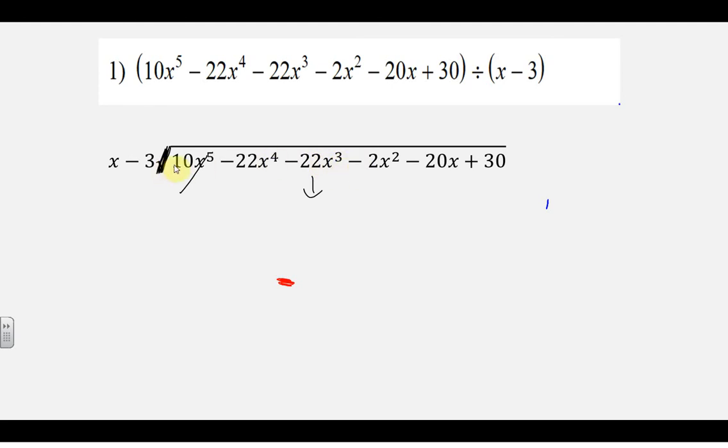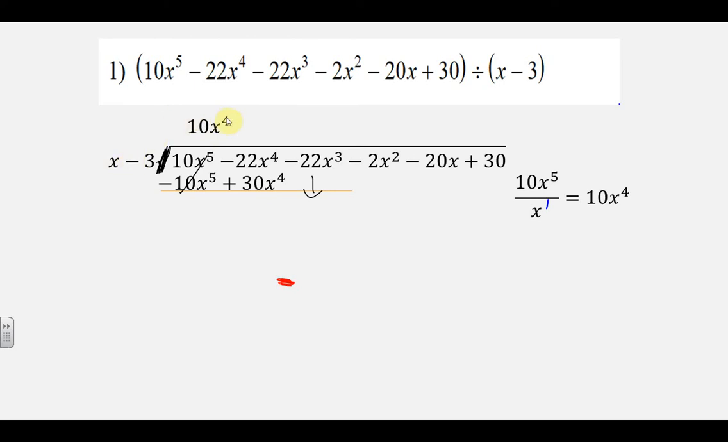Now, you can either say to yourself, x goes into 10x to the 5th, 10x to the 4th times, or you can say, all I'm really doing is doing this divided by this. And that's 10x to the 4th. Okay, so this is where the 3 comes back in. So we don't ignore the negative 3. We just don't use it at first.